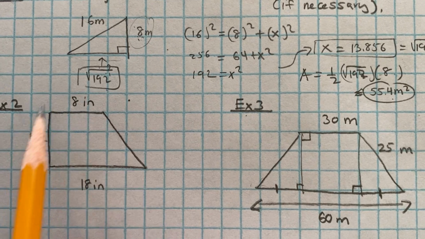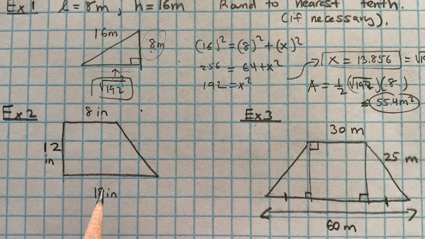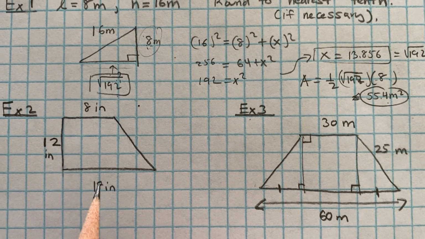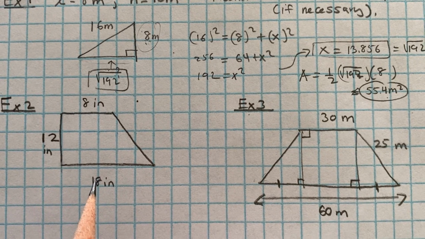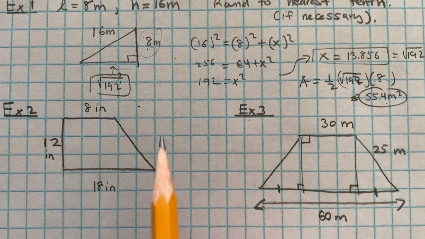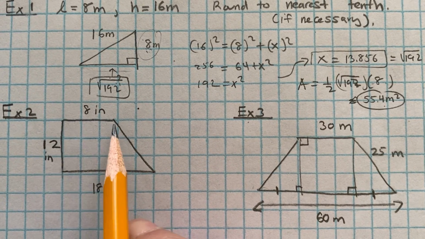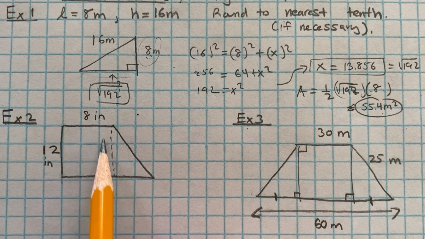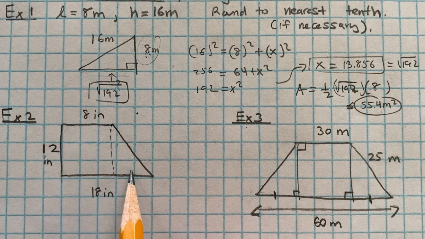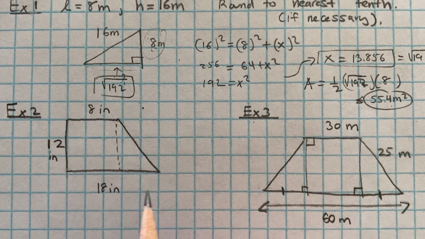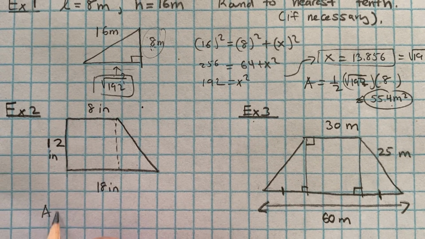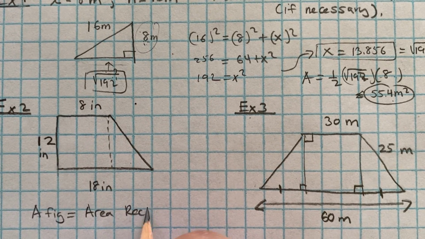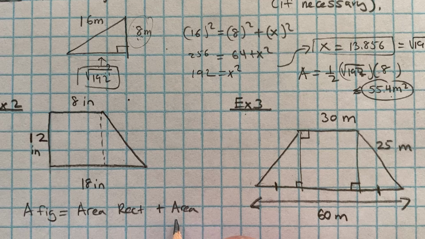Okay, so you kind of have a weird shape over here. It kind of looks like a trapezoid. In fact, it is a trapezoid. There's actually a formula for a trapezoid. And what I would do is I would split this up into 2 separate shapes. And I could say, hey, find the area of the rectangle plus the area of the triangle for this next example. Okay, so the area of the figure is the area of the rectangle plus the area of the triangle.